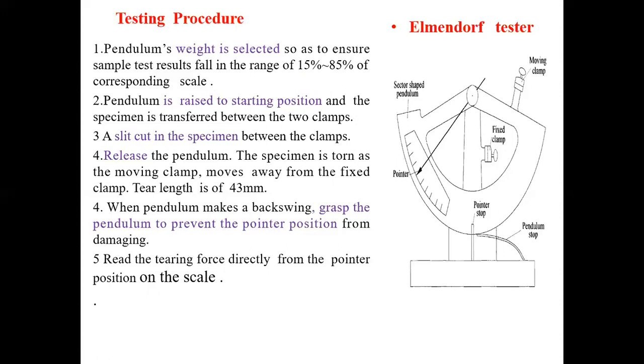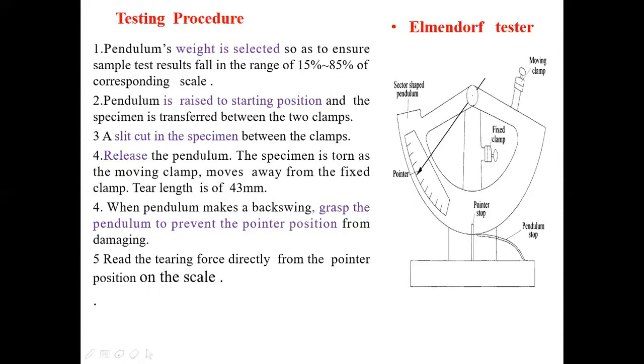And I have told you that pendulums are available in 3 different types of weight. So you have to select the appropriate kind of weight. That means either you have to select 3.2 kg or 6.4 kg or 12.8 kg. Now the pendulum is raised to the starting position. The starting position of the pendulum is this.